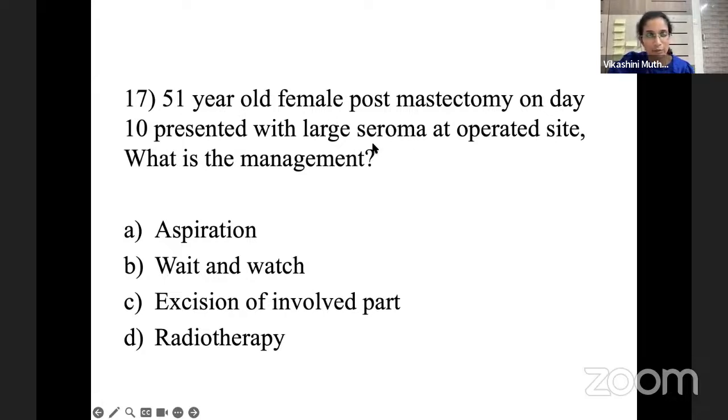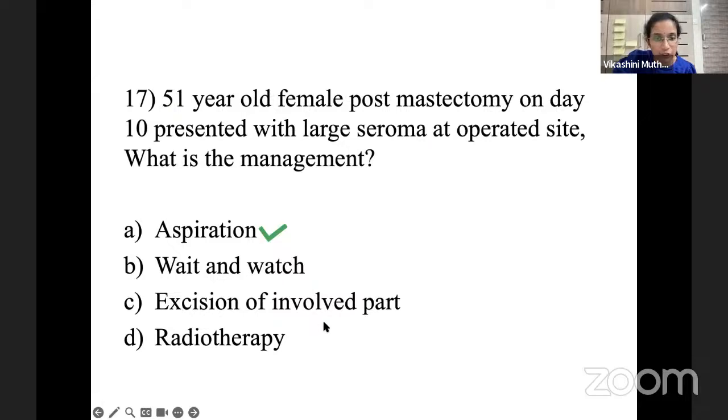Now, in this question, you can see that there is a large seroma. Obviously, there is a large seroma. So in postoperative day 10, she's coming with a large seroma. You have to aspirate it, right? She will be symptomatic and you need to aspirate. You cannot wait and watch. If it is asymptomatic only, you can wait and watch because it can resolve spontaneously. But they have mentioned the only glitch here is this large seroma. So here the answer should be aspiration.